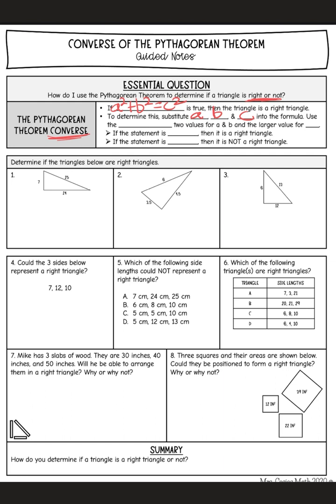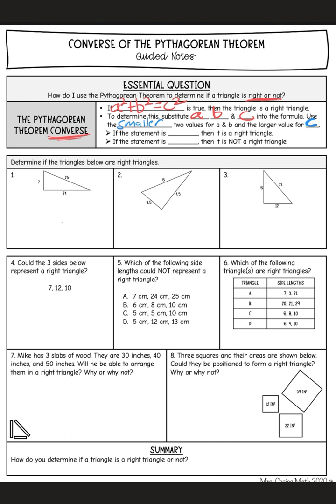It says use the smaller two values for a and b and the larger value for c. Keep in mind that c is always the largest side, 100% of the time. It's the longest side, it's always opposite the right angle, and it's called the hypotenuse. So that makes sense that we would use the largest value for c. And from there, it's really just that simple.